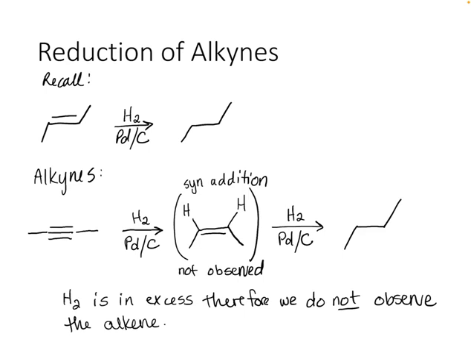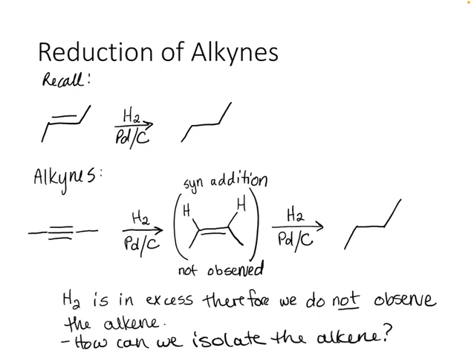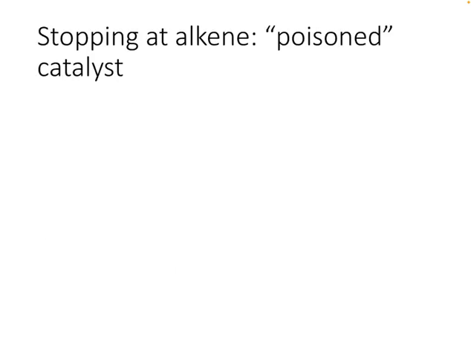But what if we wanted to turn a triple bond into a double bond? So what if we wanted to isolate that intermediate? How could we do that? So how can we isolate the alkene? And there is a way to do it. If we want to stop at the alkene, we have to use a poisoned catalyst. Now, the poison is in quotations because that really just means that the catalyst is partially deactivated.